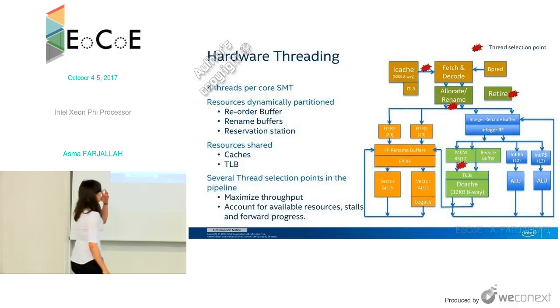Then threading. Threads can share some resources. Among them, we have the reorder buffer, for example, and the reservation stations. These can be dynamically partitioned, but TLB and caches are shared between these threads. So threads are used for throughput and for hiding latency, of course, and this can be very useful for some stalls that we may have in the code.